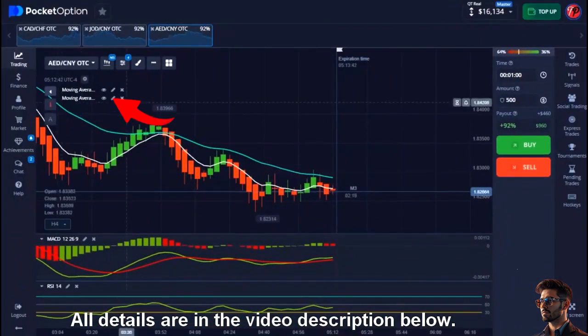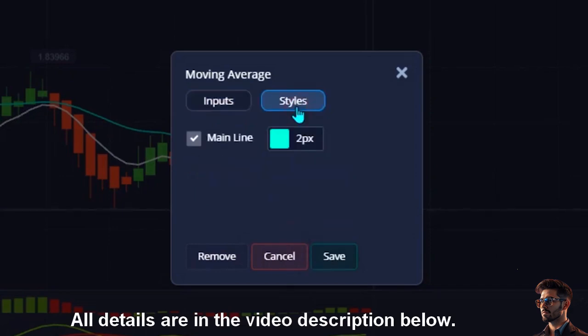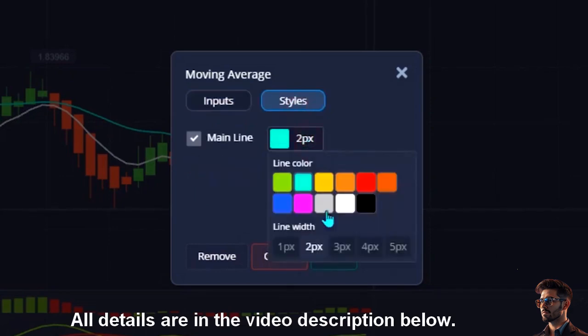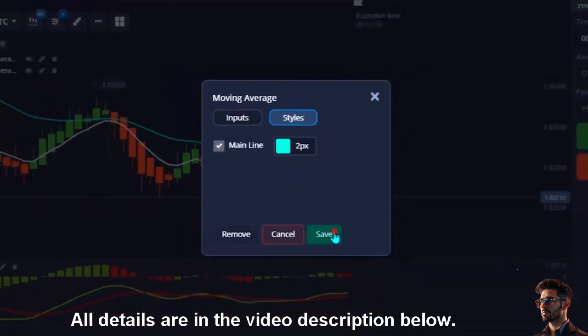The second moving average comes with a period of 26. The moving average is EMA as well. On the styles over here I make use of this color, and I take my line to be on 2 pixels. So that's pretty much all you have to do. And when you're done, you hit save.